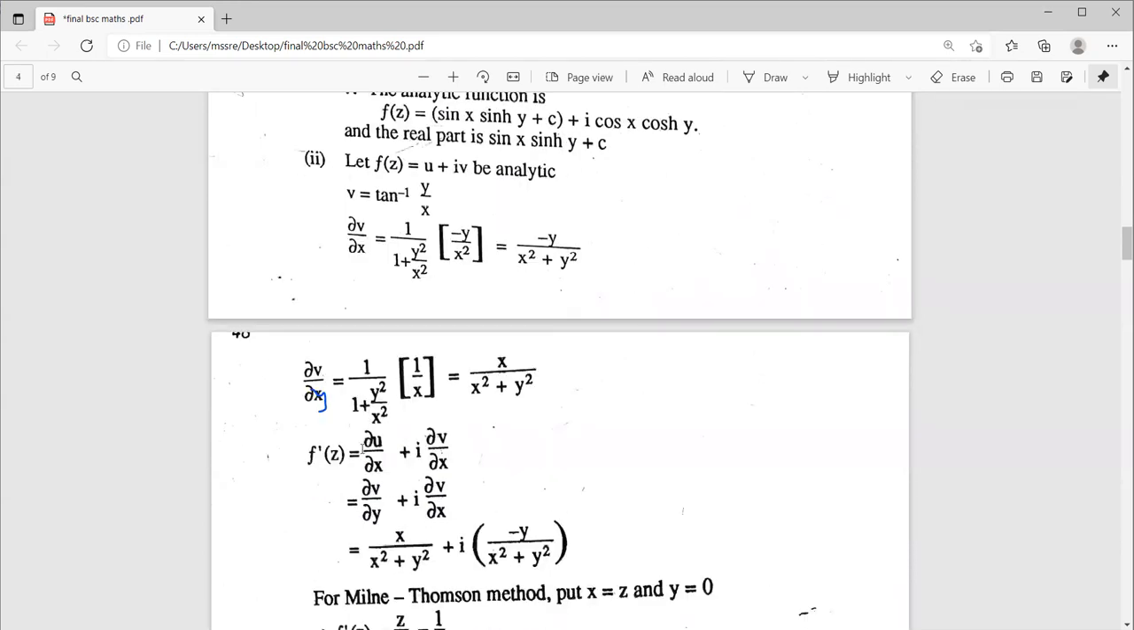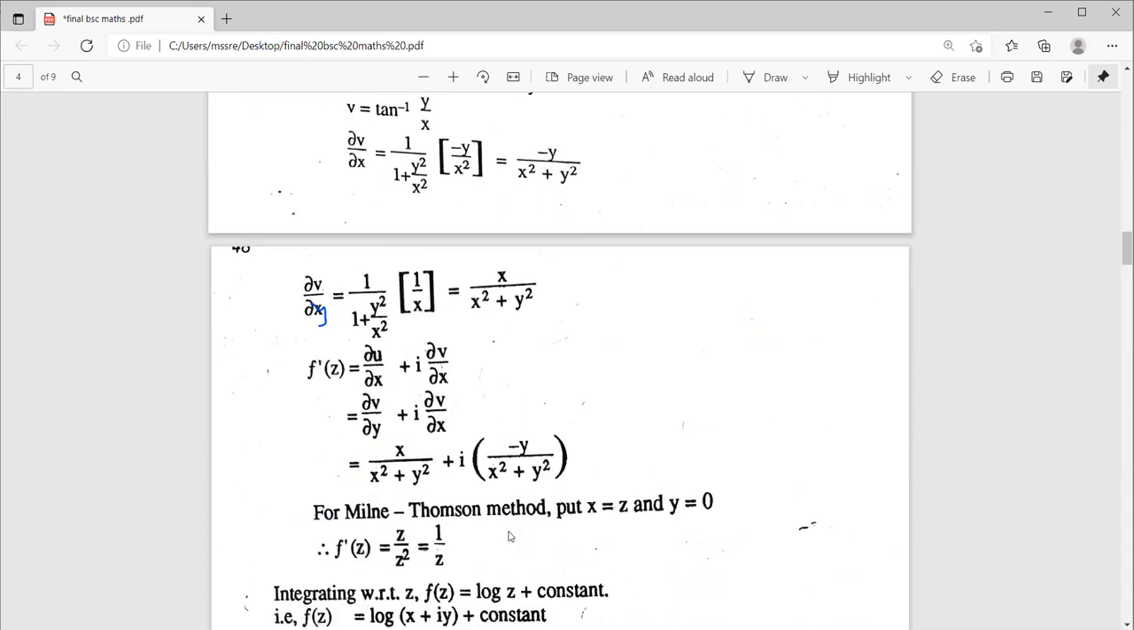Now f dash of z is delta u by delta x plus i into delta v by delta x. We have to make it in terms of v only, because our derivatives are in terms of v. So to differentiate, you have to use CR equations. So delta u by delta x is delta v by delta y plus i into delta v by delta x. But what is delta v by delta y? The differentiation is here: x divided by x square plus y square, plus i into delta v by delta x differentiation is minus y by x square plus y square.